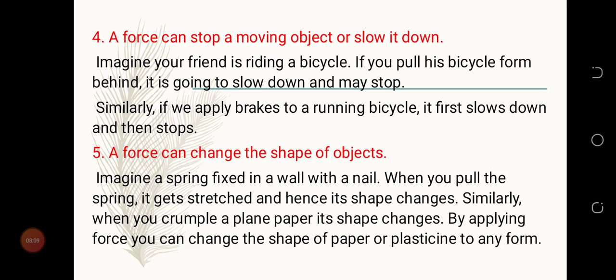4. A force can stop a moving object or slow it. Imagine your friend is riding a bicycle. If you pull this bicycle from behind, it is going to slow down and may stop. Similarly, if you apply brakes to a running bicycle, it first slows down and then stops.